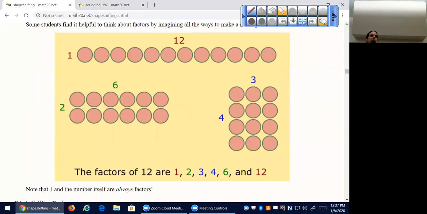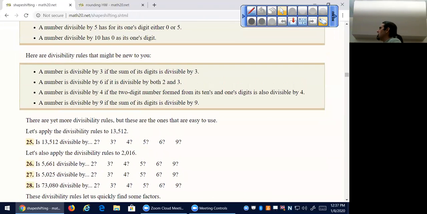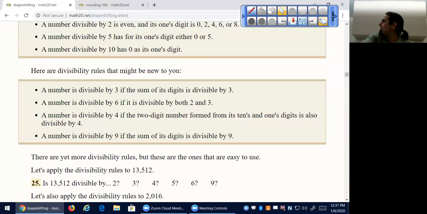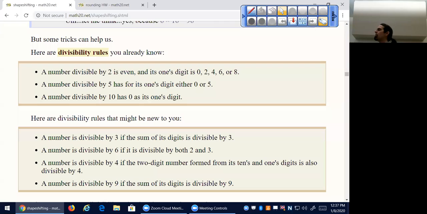How do you find factors when you need to? There are these rules, some of which you may have known before Monday, and some of which might have been new to you on Monday. Did anyone get exposed to one they had never seen before on Monday? Raise your hand if that was you. Only one honest person. Okay.